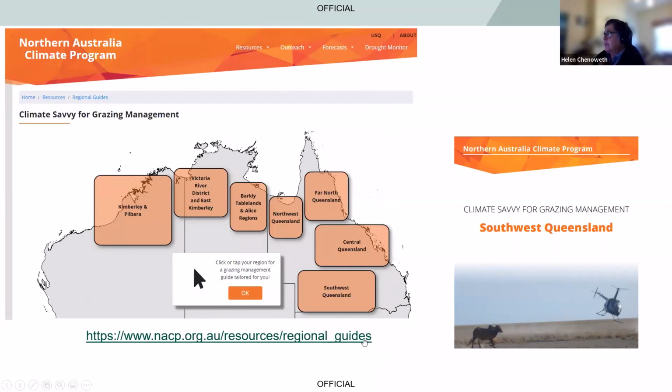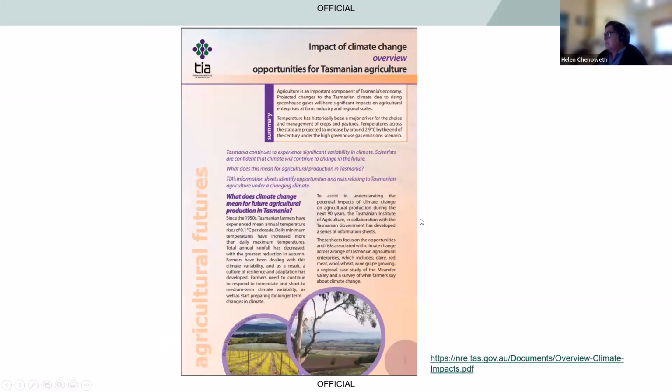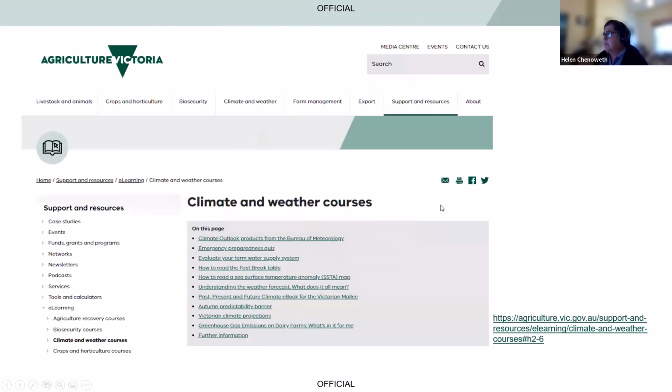You go into that link there, you'll find a whole lot of different information, different industry groups, as well as geographical locations. And some great little pamphlets and handouts here. This one's about grazing management in southwest Queensland. I found that was really handy to get into that practical tin tacks, if you like, information. There's even information here on climate change impacts in Western Australia. In Tasmania, there is also some information and documents as well, which is great, well written and really practical.